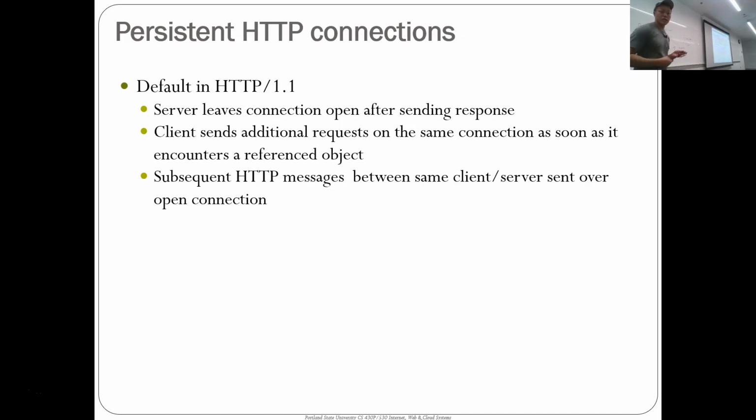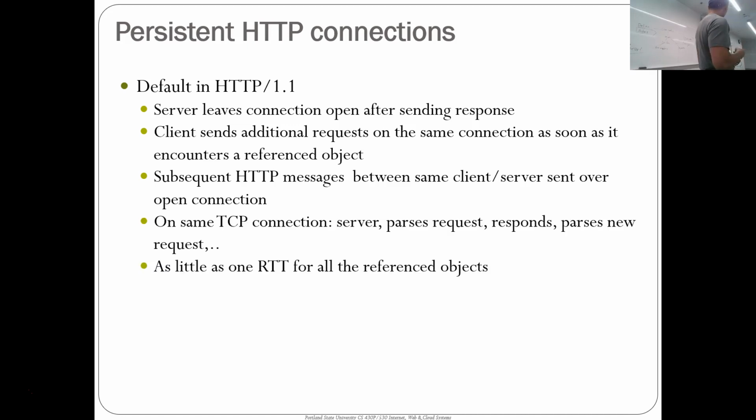So this is where we went to HTTP 1.1, and persistent HTTP connections are the default in 1.1. The idea here is that the server is going to leave the connection open and wait for another request from the client. If the client has more requests to send, it will try to use the exact same connection. So you at least avoid the second TCP handshake for the subsequent requests.